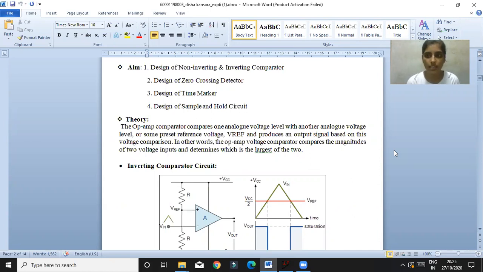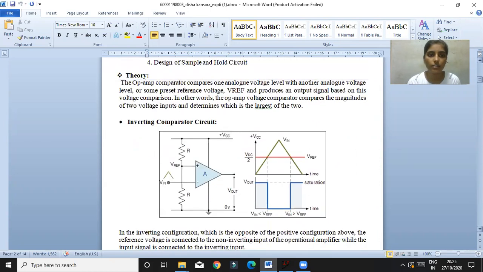Today I'm going to explain the inverting and non-inverting comparator, zero crossing detector, time marker circuit, and the sample and hold circuit, which are designed in LTspice. So first of all, let's see the circuit and theory of the inverting comparator.